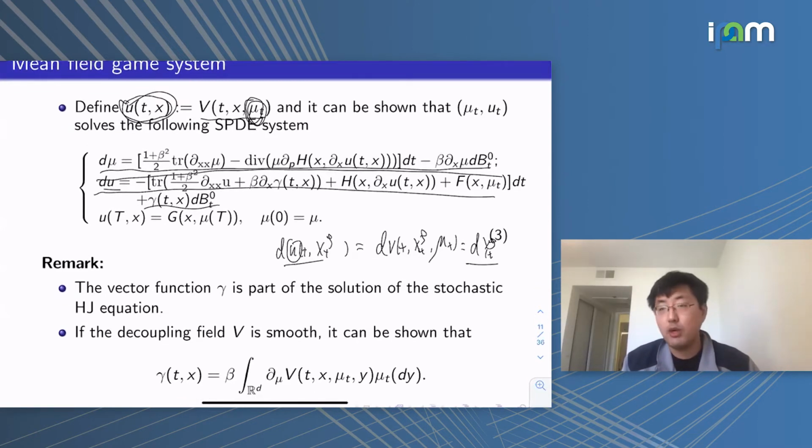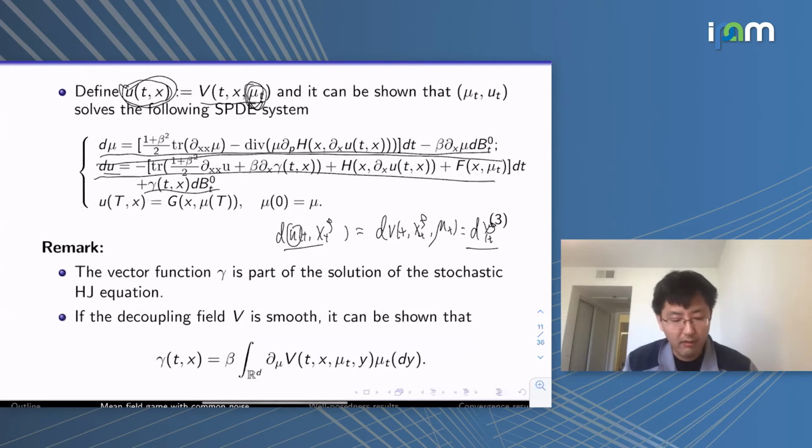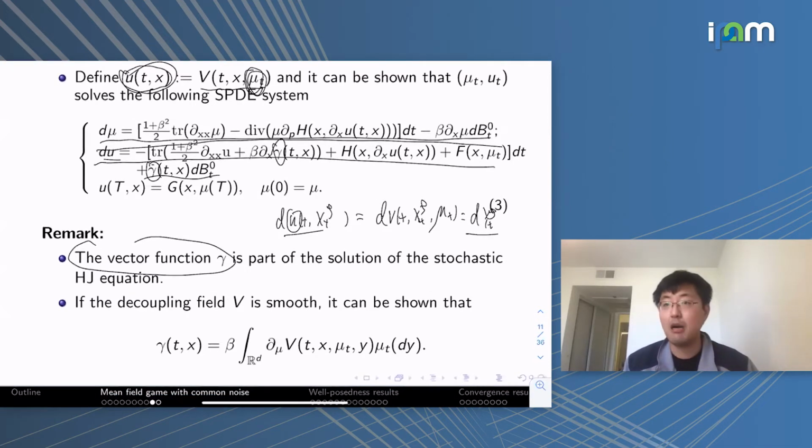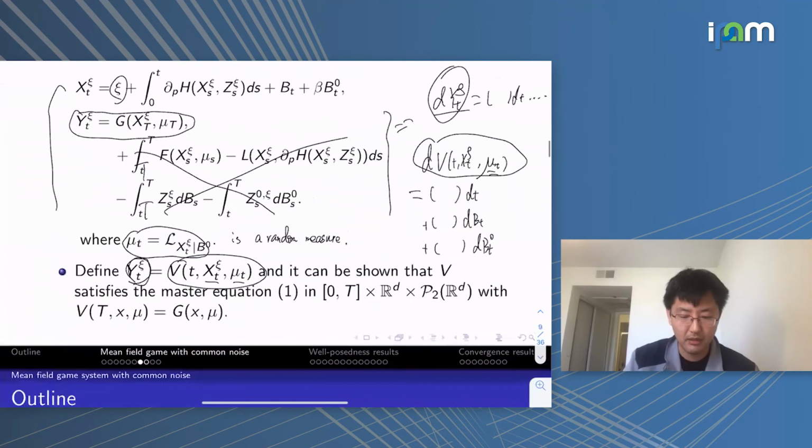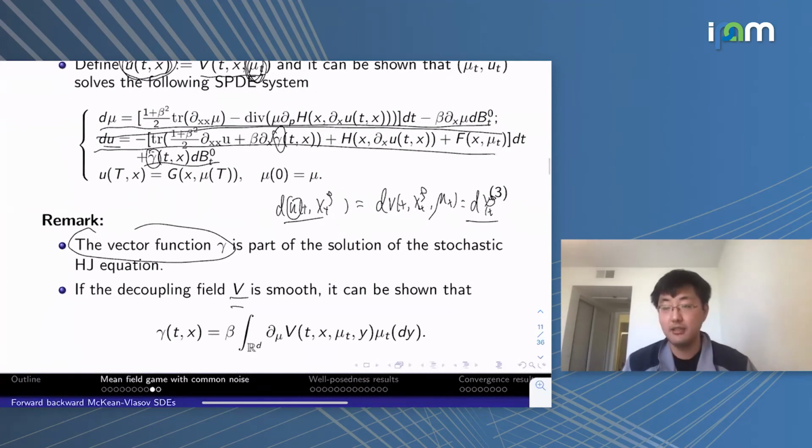Then I just want to make some remarks. Here is the vector field. You see we involve some gamma here, which is an unknown function. This unknown vector function gamma is part of the solution of this stochastic Hamilton-Jacobi equation. What I mean by part of is that it is uniquely determined by the stochastic Hamilton-Jacobi equation. If the decoupling field V is smooth, meaning the one defined here is smooth, then you can show that this gamma is equal to this one.